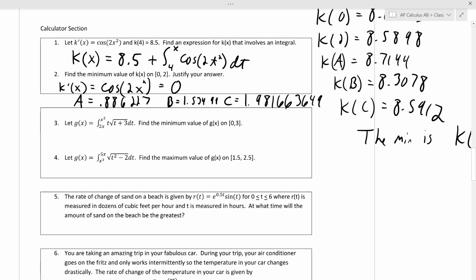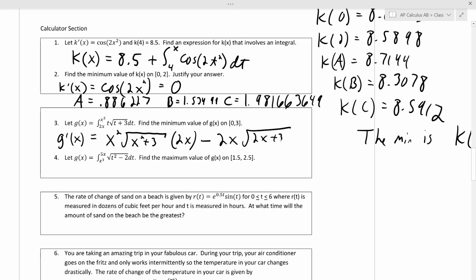3 and 4 are very similar. It says find the minimum value of g. Okay, well, to find the minimum on a closed interval from 0 to 3, we derive it. So we talked about this today in class. G prime of x is, you plug in the top limit because you're deriving an integral. So that's the first part, where you plugged in x squared, and then you multiplied it by the derivative of x squared. Minus, we're going to plug in 2x, so that becomes 2x, the square root of 2x plus 3, times the derivative which you plugged in, which is 2.